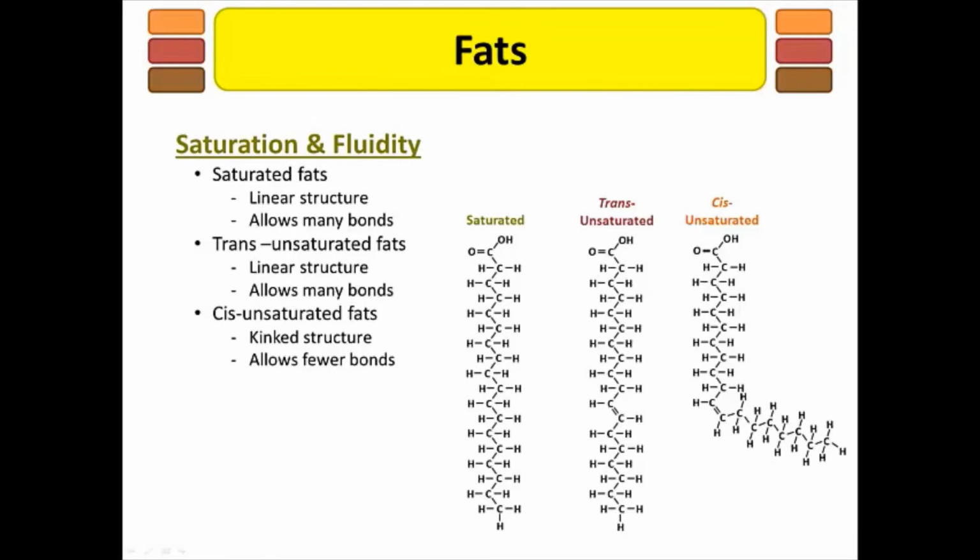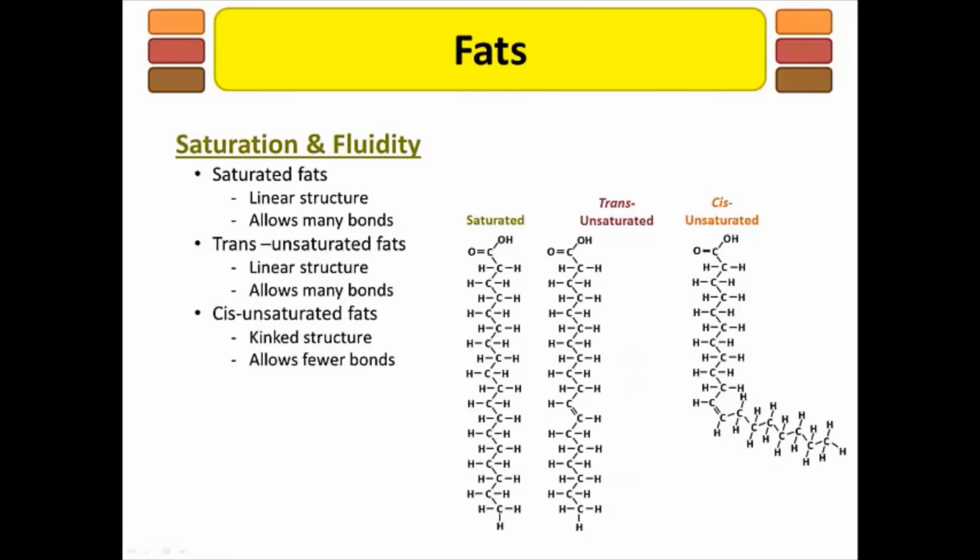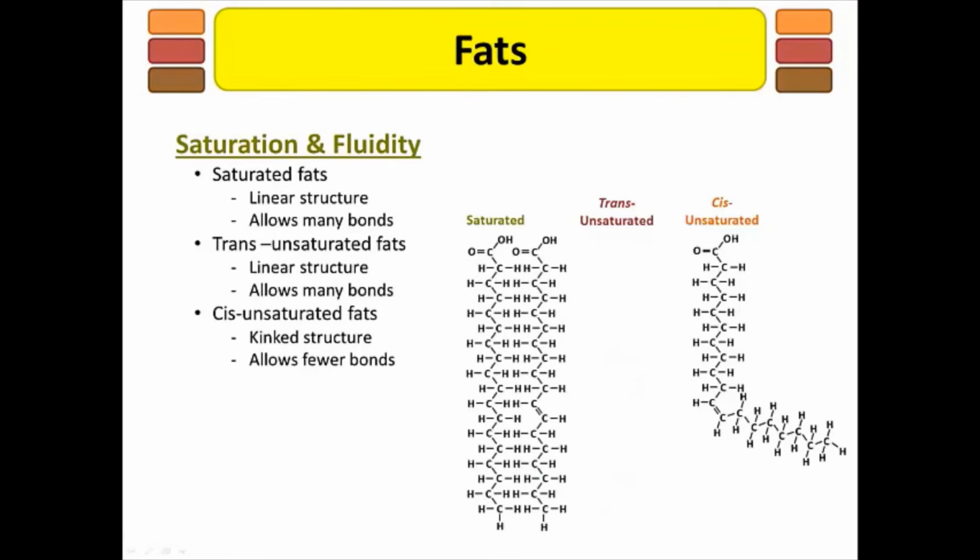Saturated chains tend to form long, straight chains that permit lots of van der Waals interactions between adjacent hydrogens. Trans double bonds look a lot like saturated chains, despite their double bond. They tend to produce long, straight chains with lots of adjacent hydrogens available for interaction with other fats.